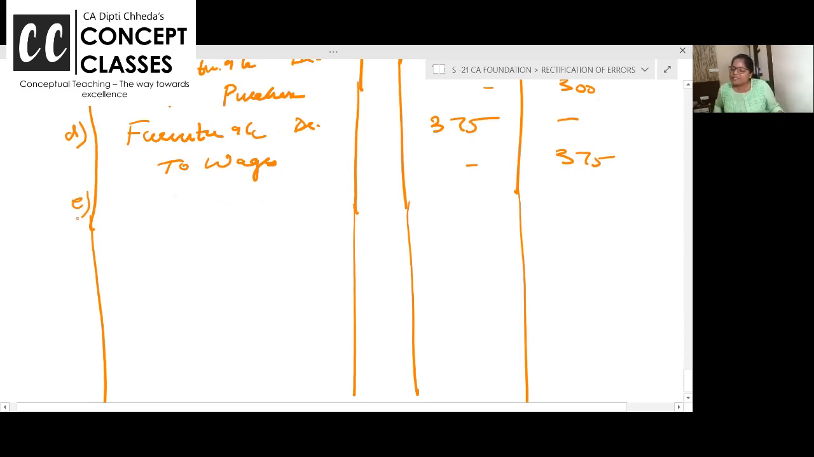A purchase of 67 has been posted to the trade payables account as 60. Okay, so purchase is correct. Trade payables account has been given 60. So now you put 7 rupees more. Purchase is correctly debited 67. Trade payables is credited 60. So you credit 7 rupees more.